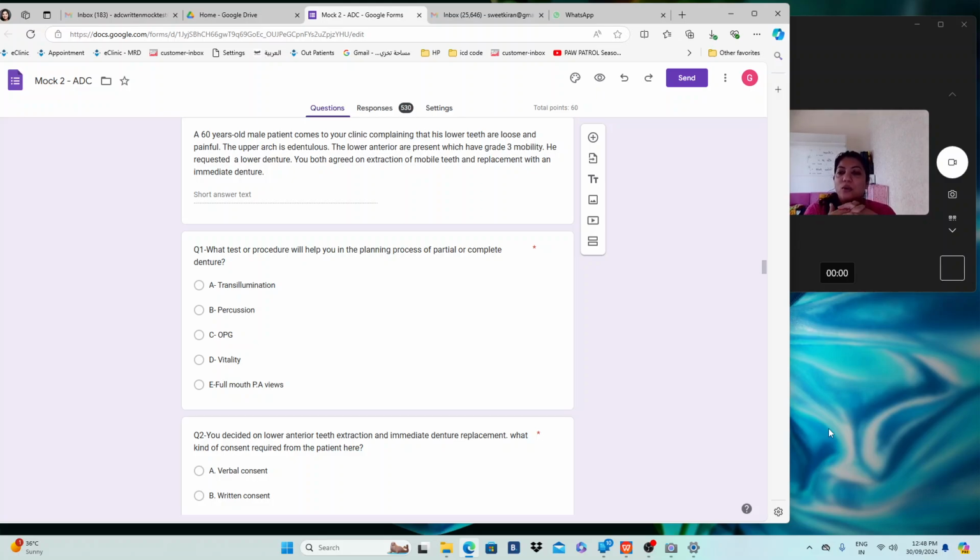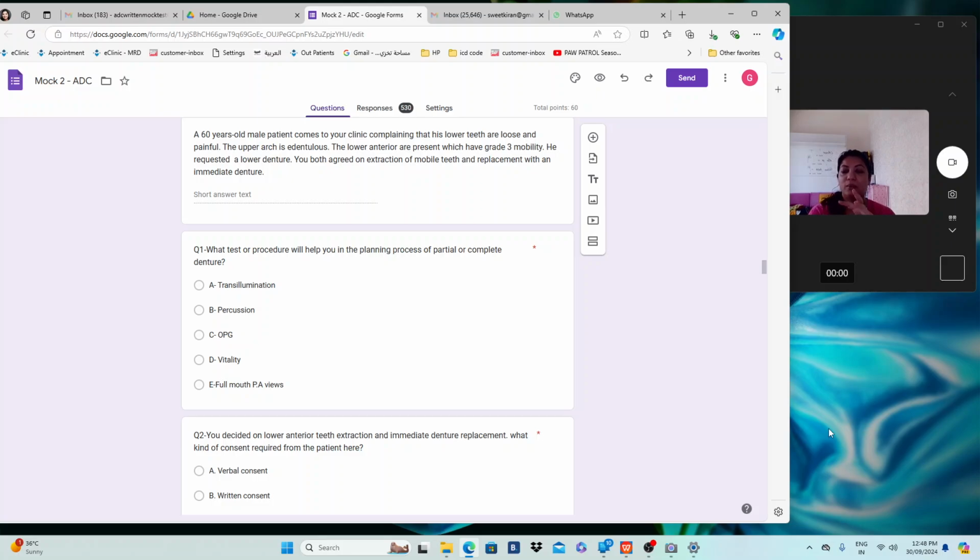Now, a 60-year-old male patient comes to your clinic complaining his lower teeth are loose and painful. The upper arch is fully edentulous. There's no teeth in the upper arch. The lower anteriors are present, which have a grade 3 mobility. He requested a lower denture. You both agreed on extraction of the mobile teeth and replacement with an immediate denture.